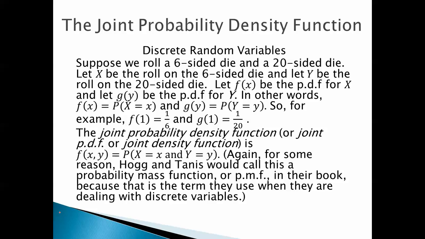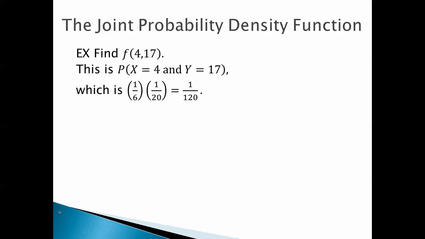Again, for some reason our authors, Hogg and Tanis, would call this a probability mass function, because in their book that's the term they use when they're dealing with discrete variables. For example, find f of 4, 17. This is the probability x equals 4 and y is 17. Well, you have a 6-sided die, the probability that you get a 4 is 1/6, and you have a 20-sided die, the probability that you get a 17 is 1/20. So the probability that x equals 4 and y is 17 is 1/6 times 1/20, which is 1 over 120.